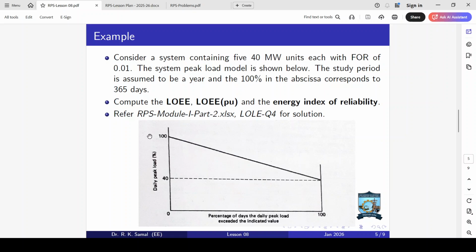So 100% means the peak load, which is given to be 160 megawatt. Okay, so first we will calculate this triangle area. What is this triangle area? This is from 40% load, peak load, to 100% peak load. 100 peak load is 160 megawatt. 40% peak load will be 0.4 into 160. So it will be 64 megawatts. Okay. So what is that particular area?